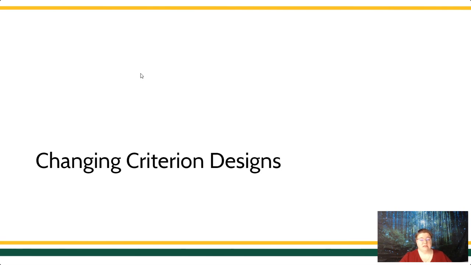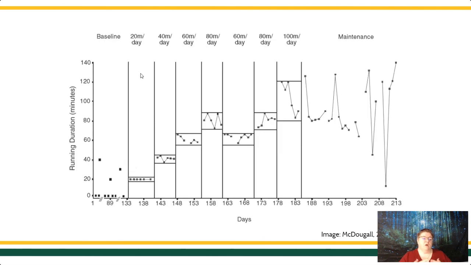One of my favorite designs ever is the changing criterion design. In a changing criterion design, what you see is that you're actually adjusting over time whatever your goal or criterion for reinforcement is. So you may have some of those same features. What I'm showing you here on screen is a graph taken from an article by McDougall in 2005. And in this particular study, we're looking at increasing physical activity for a client.